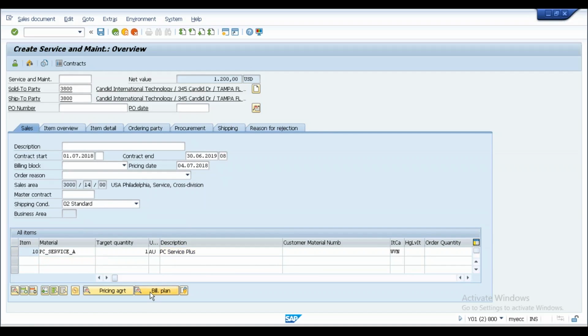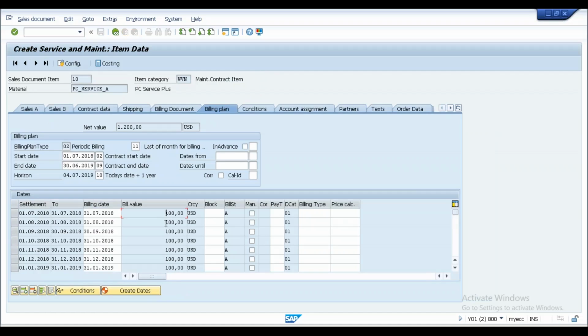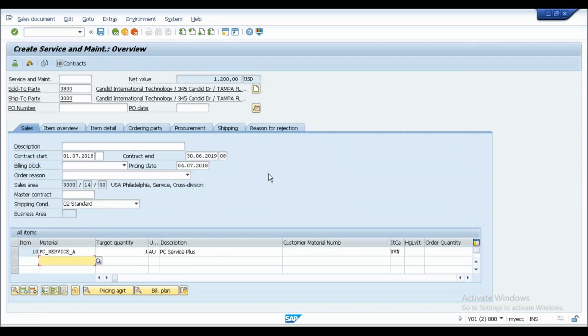Okay, now if I click on this and go for billing plan, you can see this even amount is distributed throughout the year, every monthly. Okay, so the contract value is 1200 and it has been divided 100 per month. Now how will the system know whether I want to bill this at the beginning of the period, or at the beginning of the contract or at the end of the contract?